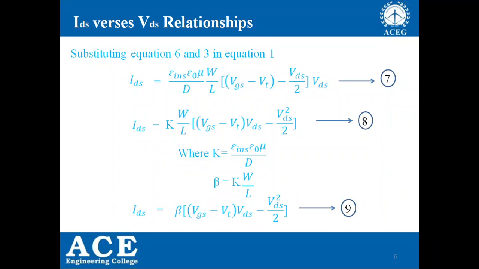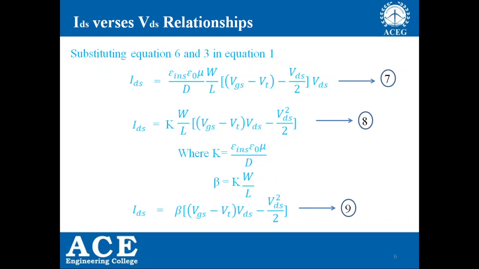So equation number 6 will give us the numerator part, and equation number 3 will give us the denominator part of equation number 1, so that we will be having the value of IDS. Let me read it. IDS equal to epsilon ins into epsilon naught into mu by D into W by L into Vgs minus Vt minus Vds by 2 into Vds.